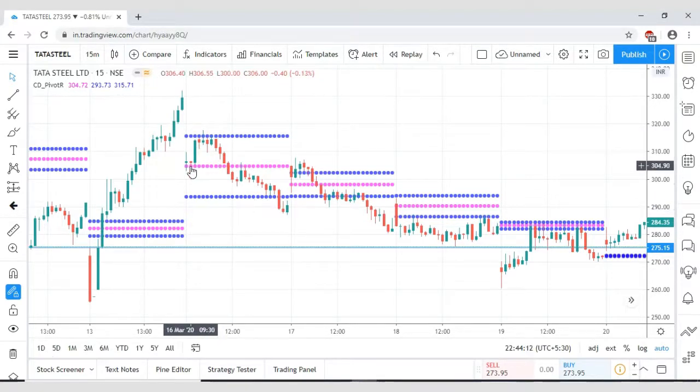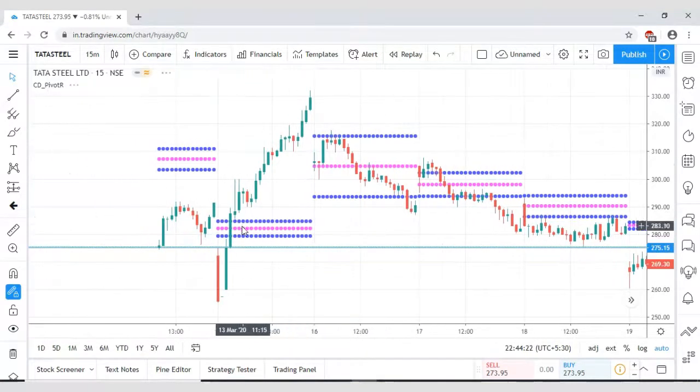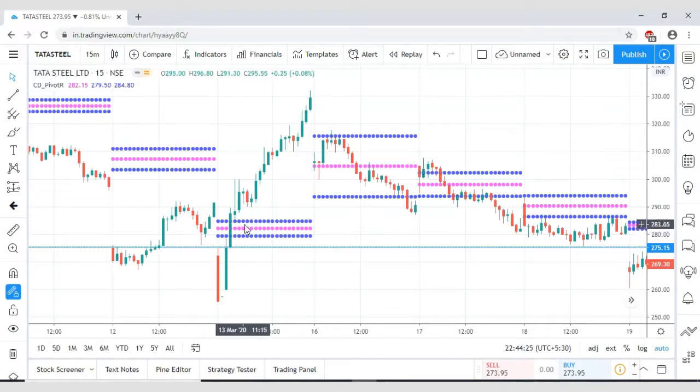See, it started here, it moved upside, came down, and again sustained for some time and came down to the bottom central pivot. See this, there are very small gaps between these three lines, it started to fall here and moved back.